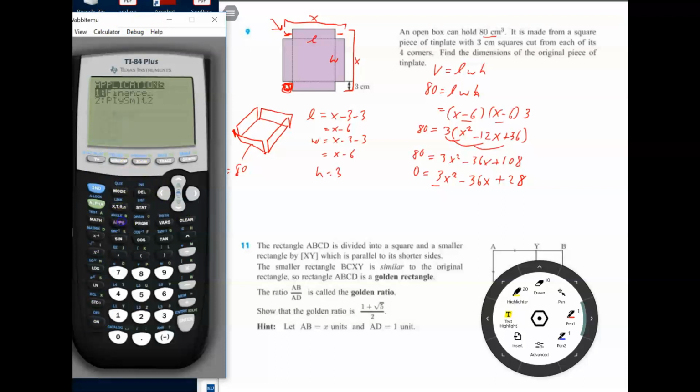Oh, PolySMLT. Apps. PolySMLT. Enter. Okay. Polyroot Finder. Order 2. Next. Okay. And then we just put in our coefficients.